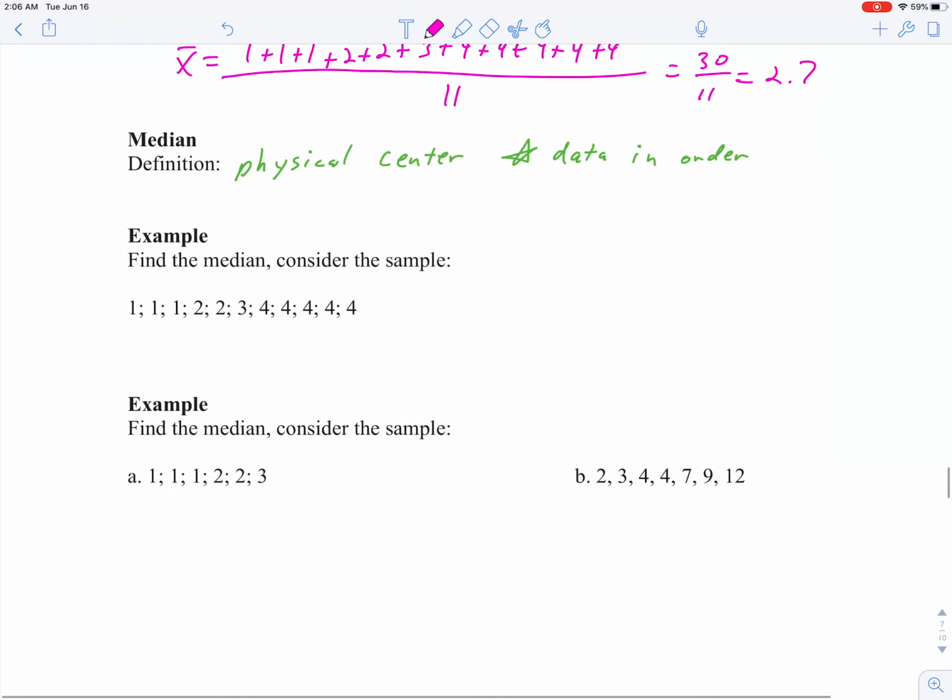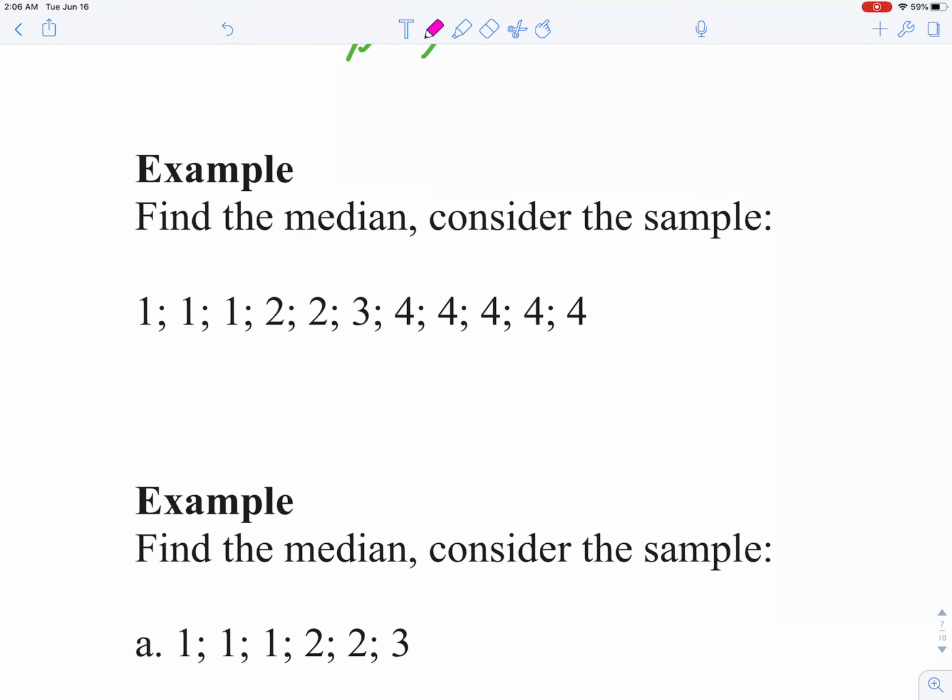So this first one, notice, it's the same set we used before, and we said there are 11 data points here. That's an odd number, right? So when you have an odd number of data points, all you do is find the number in the physical center. Which in this case is going to be 3, because think about that. Look, we have 5 values to the left, 5 values to the right. So there it is. The median of this data set is 3. Again, you can also punch those numbers into L1 and do the 1 var stat option. It will give you the median.